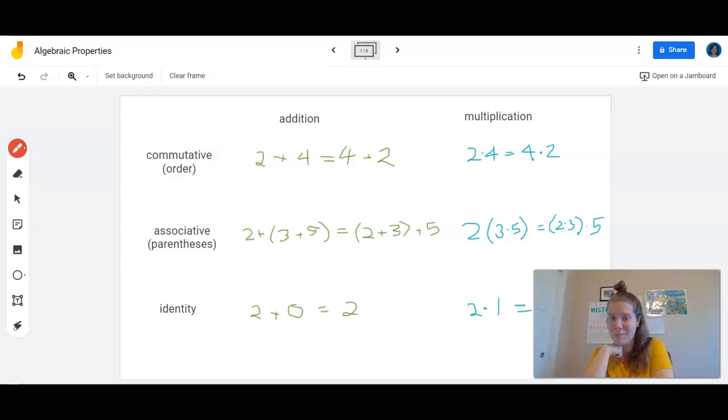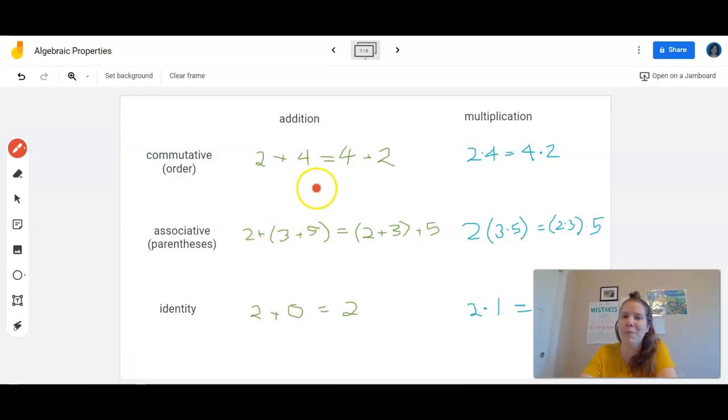So, to sum up, we have the commutative property for addition and multiplication. It means the order doesn't matter. We have the associative property in both addition and multiplication. That's saying you can move the parentheses to a different spot and it's not going to change the overall value. And we have the identity properties. In addition, you can always add 0. It won't change anything. In multiplication, you can always multiply by 1 and it won't change anything.